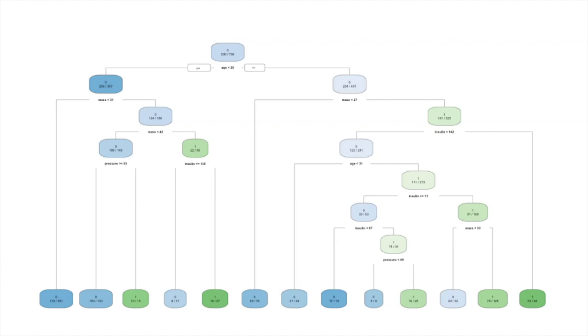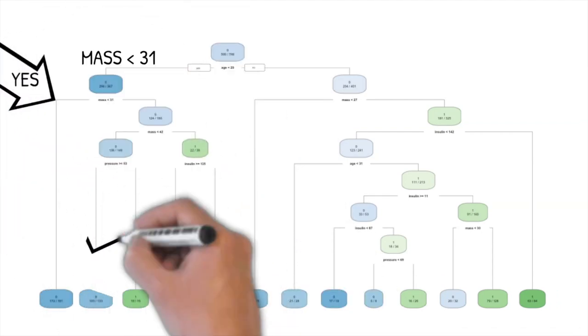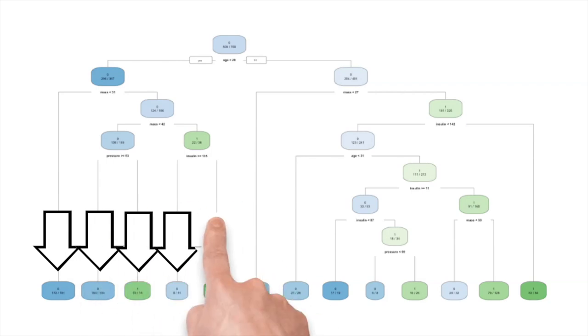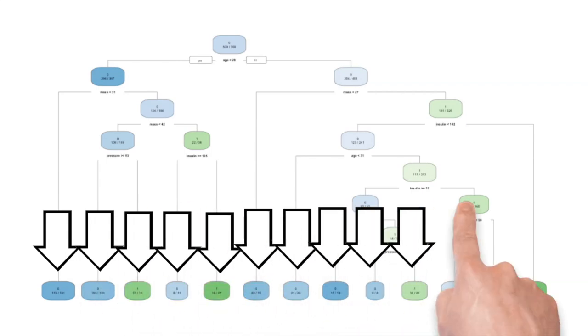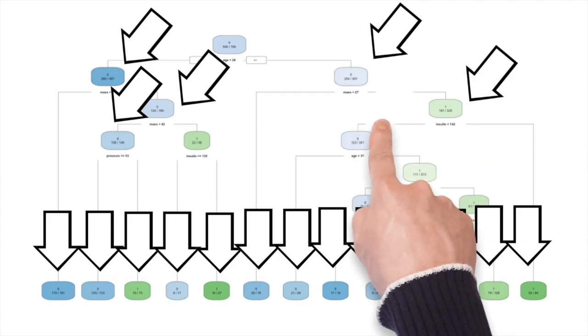Now let's assume that our observation has less than 31 mass. It will go left and hit a terminal leaf. A terminal leaf is the end point of our tree where the observation gets classified. In our case, the terminal leaf is labeled as 0, which means business failure. However, in our training dataset, this terminal leaf had 181 failures and 172 successes, which makes it a 51% probable business failure. Our tree has many terminal leaves, and our observations can fall into any of these leaves depending on how they flow through the branches.